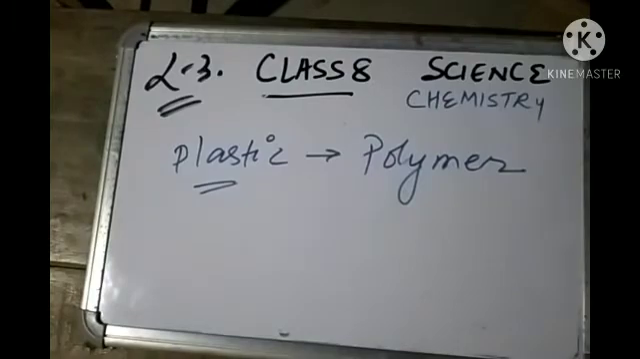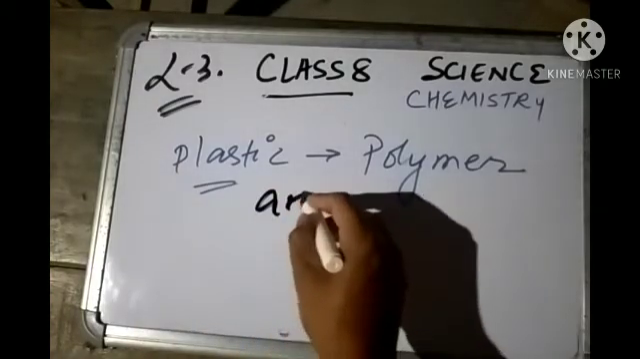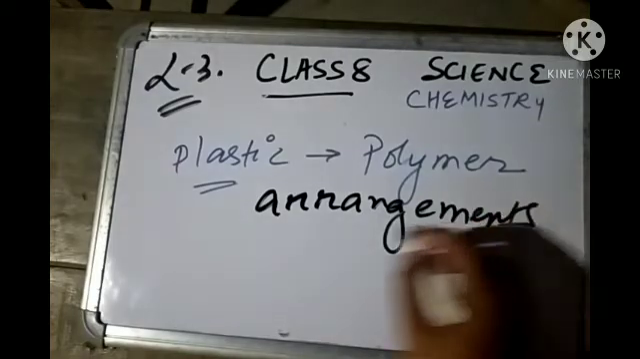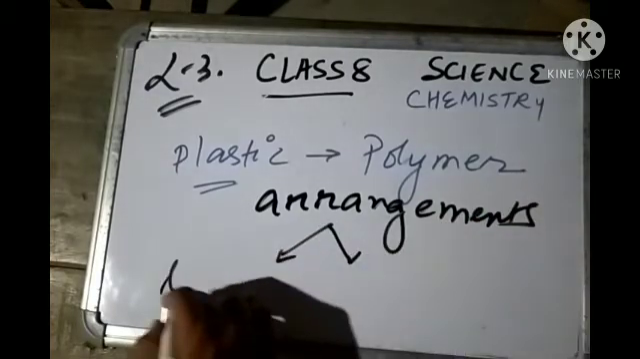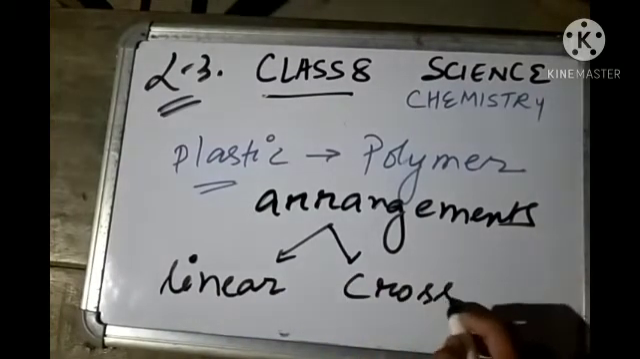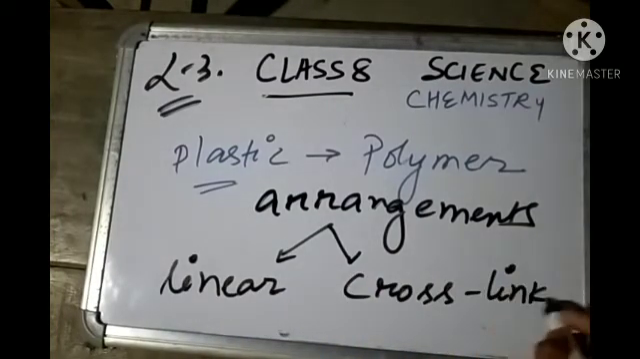Under the topic plastic, we have discussed that there are two types of arrangement. One is linear and the other one is cross-linked.